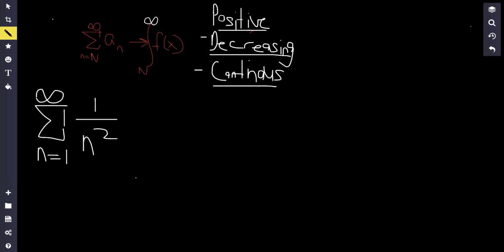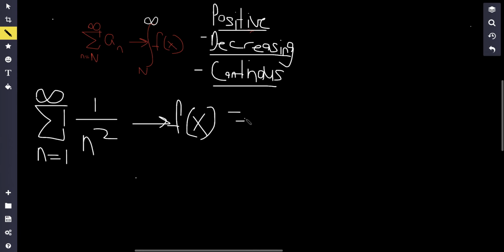Let's say that we have this series right now. What should we do? Well, first let's just convert this into a function. So f of x is equal to 1 over x squared. All right. Now, we have to make sure that our function is positive from, in this case, n is equal to 1 to infinity. You have to make sure that it's decreasing and continuous.